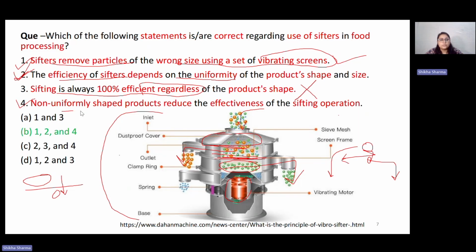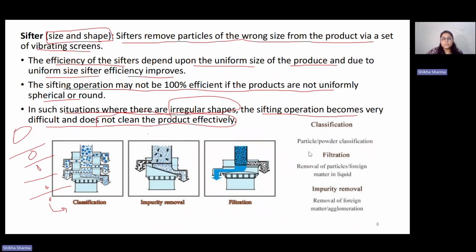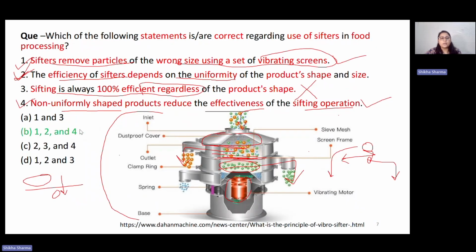So the fourth statement says that non-uniformly shaped products will reduce the efficiency of the sifting process. Which is correct, that irregularly shaped products will definitely affect the efficiency of the sieving process or the sifting process. So statements 1, 2, and 4 are correct. Option B is correct here.